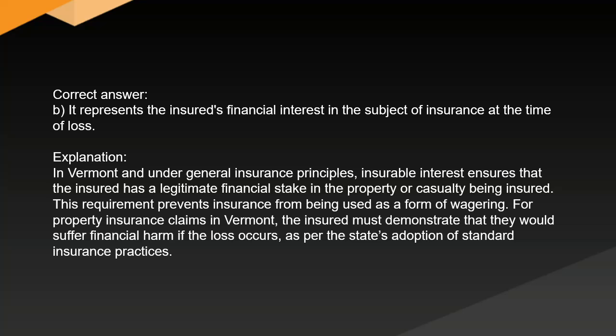Explanation. In Vermont and under general insurance principles, insurable interest ensures that the insured has a legitimate financial stake in the property or casualty being insured. This requirement prevents insurance from being used as a form of wagering. For property insurance claims in Vermont, the insured must demonstrate that they would suffer financial harm if the loss occurs, as per the state's adoption of standard insurance practices.